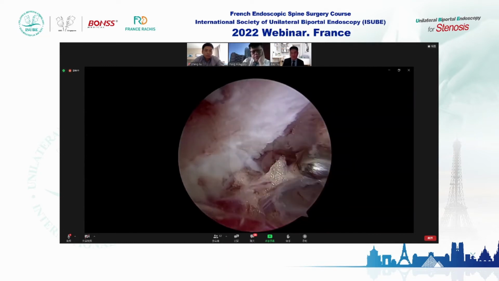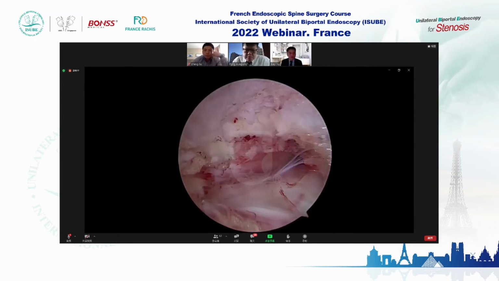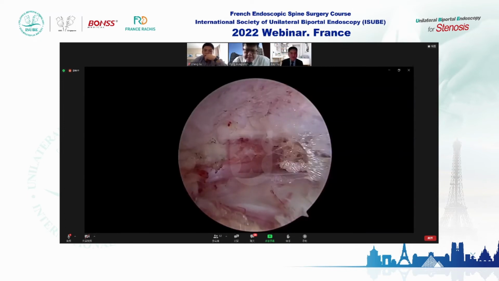Yeah, we can see the L4 nerve root. This is the L4 nerve root. Yeah, very clear. The existing nerve root.